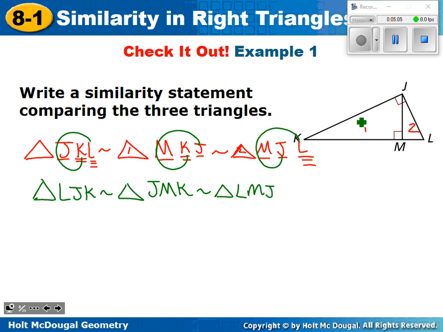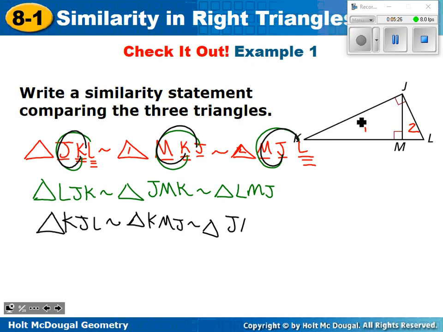Molly, did you name it different? How did you name yours? KJL. Is that correct? Okay, KJL. So then the same thing, you would go KJL, so yours should be KMJ, is similar to triangle JML. Okay, does everybody see how you can compare your answer with the back of the book, even if you don't name it the same way they do?